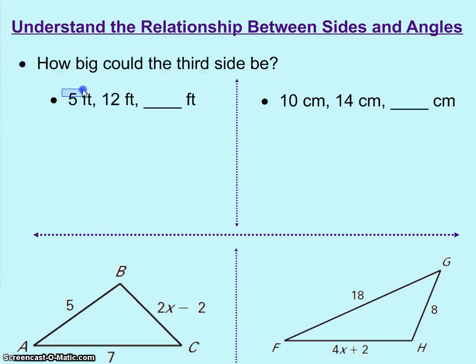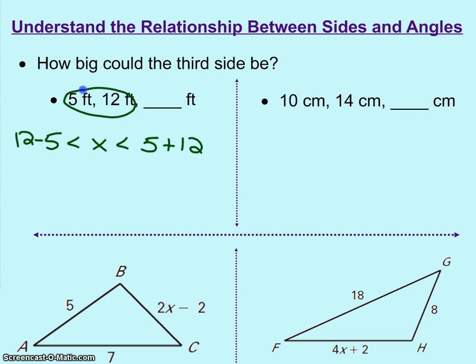Well, it's simply a combination of the sum of these two, so I'm going to go 5 plus 12, and the difference of these two. And of course, a length has to be positive, so we want to take the bigger number minus the smaller number, 12 minus 5. So that third side, I'm going to call it X, has to be between the sum of 5 and 12 and the difference of 5 and 12.